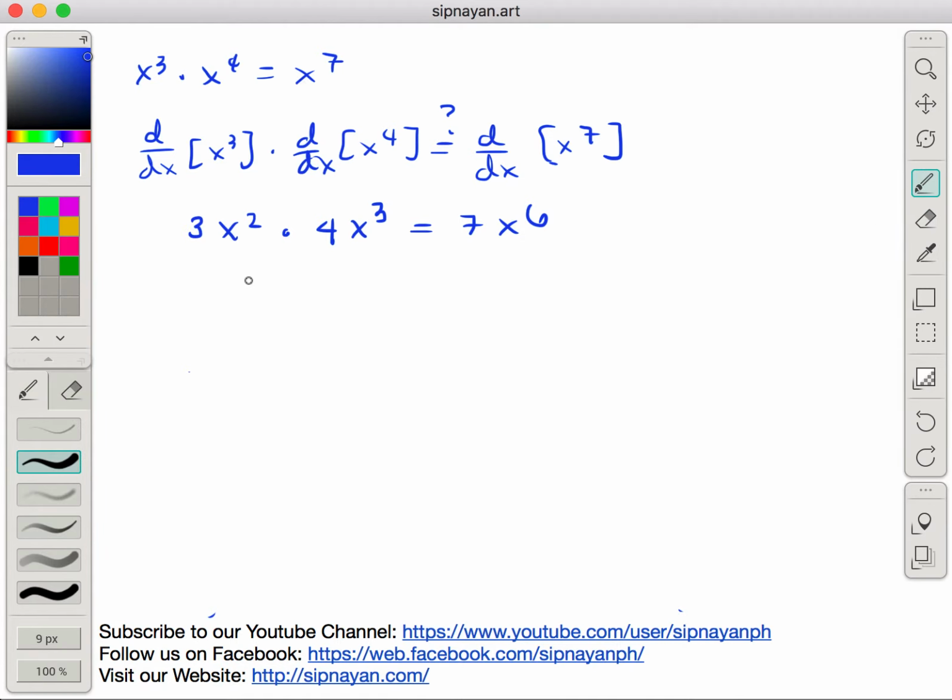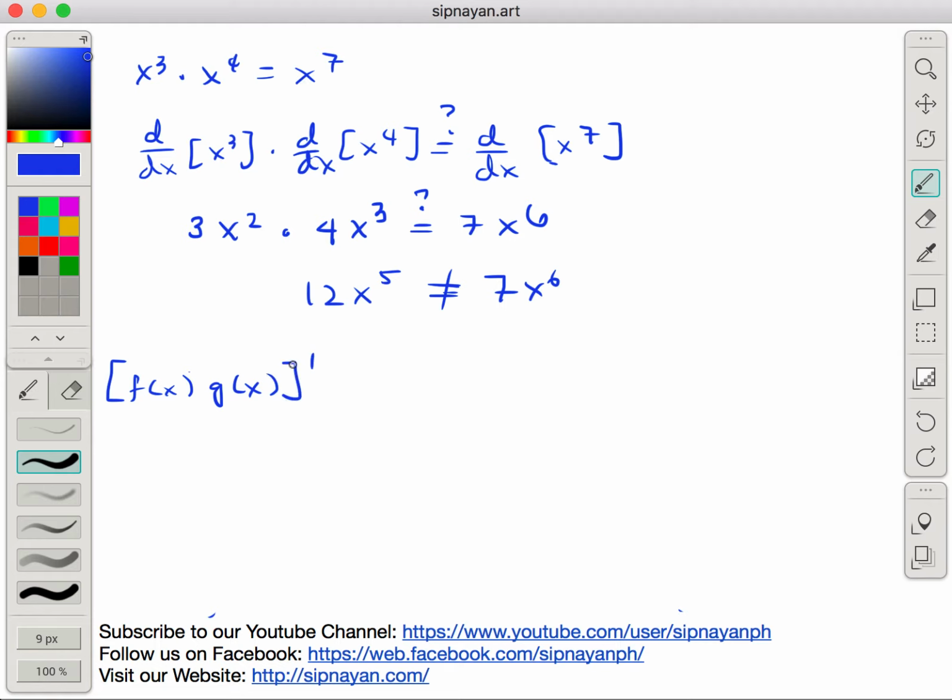So equal ba sila? Equal ba yung dalawa? Obviously hindi, no? Ito yung isa, 12x to the fifth. Tapos yung isa naman, 7x to the sixth. So obviously they are not equal. So hindi pala pwede itong formula na to, no? In fact, meron tayong formula, no? If we have a function like f of x times g of x, no? And we want to get the derivative, no? We want to get the derivative.